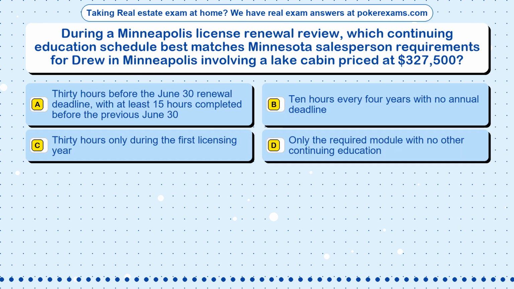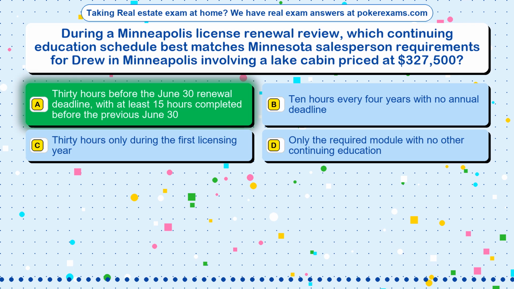Question 73. During a Minneapolis license renewal review, which continuing education schedule best matches Minnesota salesperson requirements for Drew in Minneapolis involving a lake cabin priced at $327,500? Option A. 30 hours before the June 30th renewal deadline, with at least 15 hours completed before the previous June 30th. Option B. 10 hours every 4 years with no annual deadline. Option C. 30 hours only during the first licensing year. Option D. Only the required module with no other continuing education.